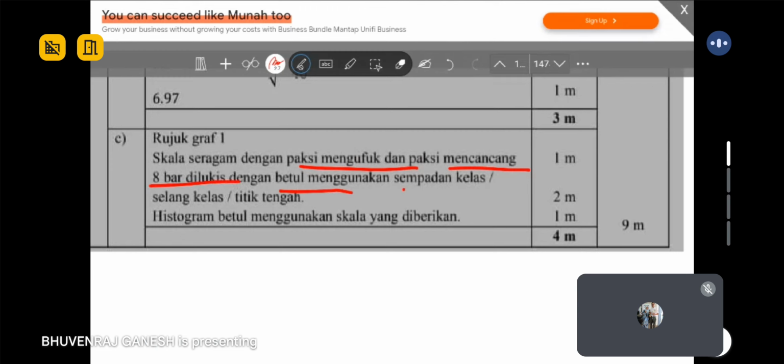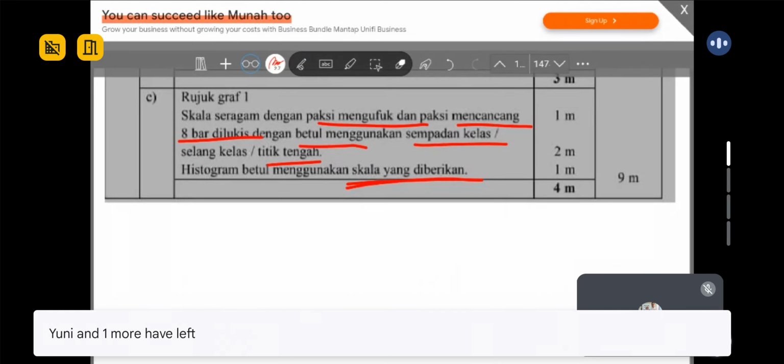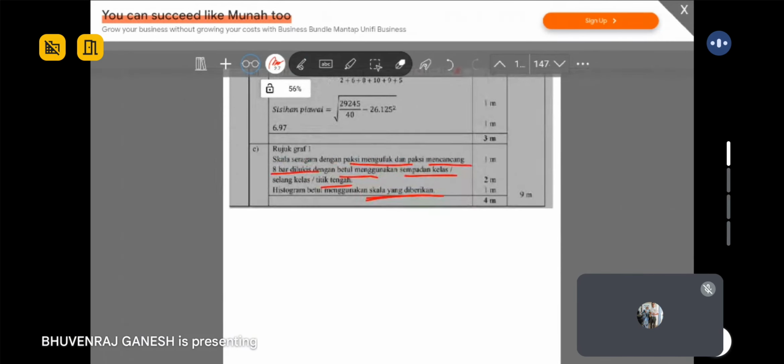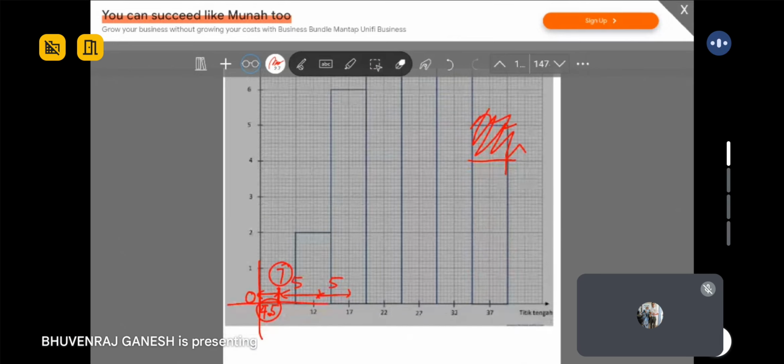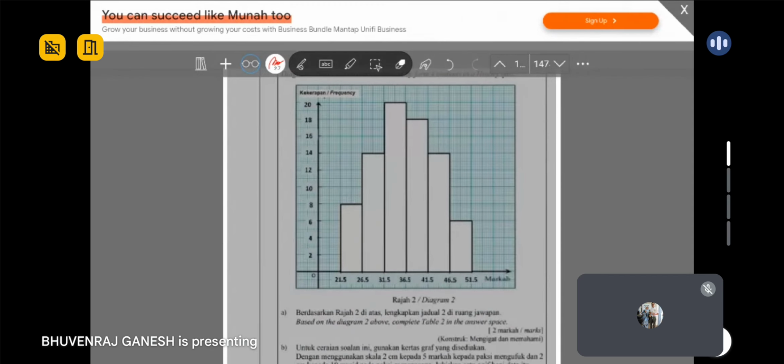And then you use the midpoint or the upper boundary, lower boundary. So that one has 2 marks. And then the last mark is your overall histogram is betul, with the scale given. Are you clear, guys, how to score 4 marks? So you must take note how they mark your histogram. Make sure you get all these points. Boleh guys? Can for histogram? So we go on. Next one.